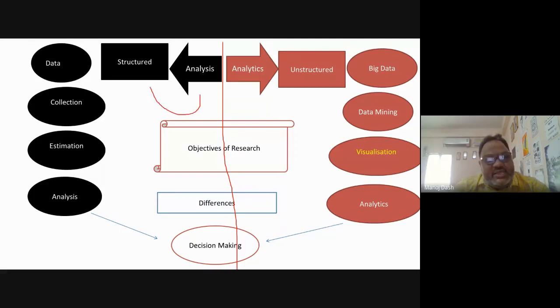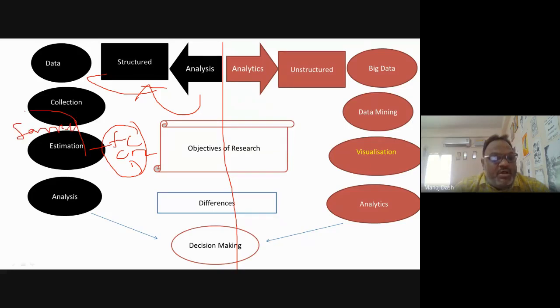When you say analysis, a structured questionnaire is required. You collect data from the questionnaire, then you estimate, whether you apply vector, cluster, conjoint, regression, discriminant, or any tools, because it is sample based. You have collected data from a sample, and from the sample you have to generalize to the population. So that is the case of analysis.